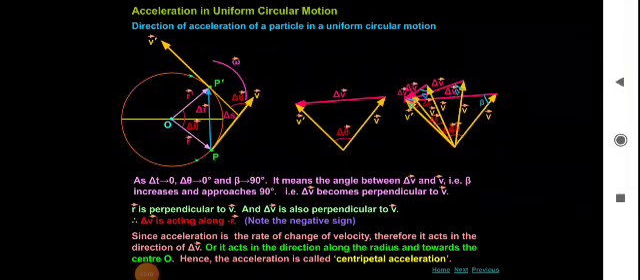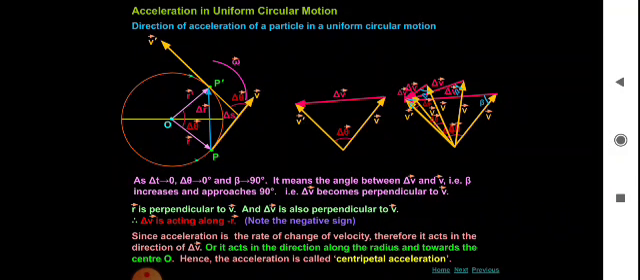Now let us study centripetal acceleration. When a particle is having uniform circular motion, the acceleration of the particle which is acting along the radius towards the center of the circular path is called centripetal acceleration. So if the body is moving in a circular motion, the acceleration of the particle which is towards the center of the circle is called centripetal acceleration.